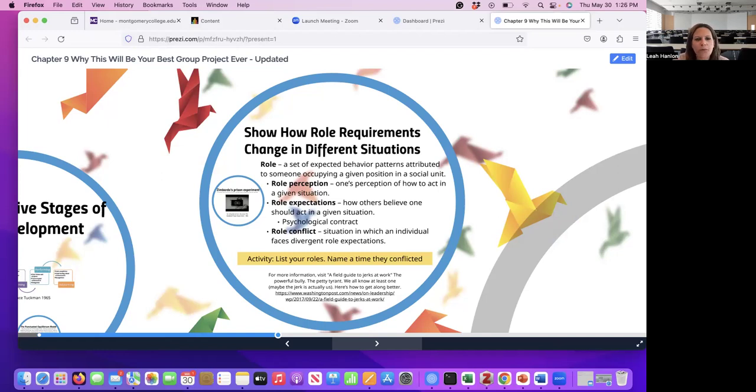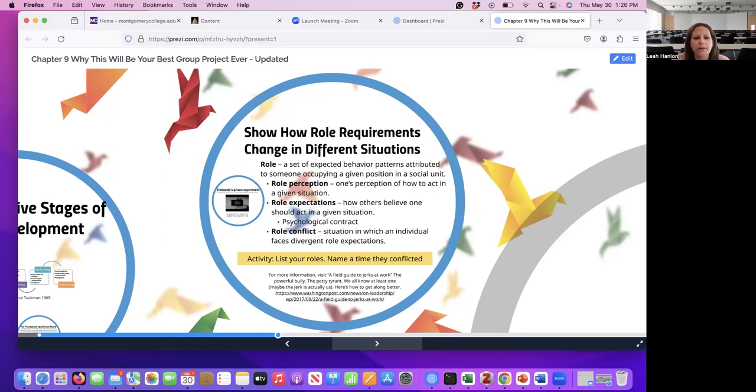Roles. A set of expected behavior patterns attributed to someone occupying a given position in a social unit. Role perception. This is one's perception of how to act in a given situation. Role expectations. This is how others believe one should act in a given situation. And psychological conflict.